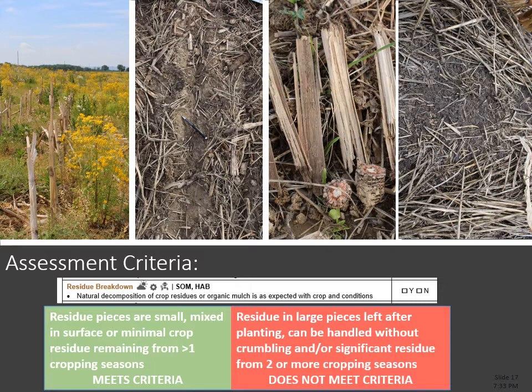So let's take a picture on this. Take a look at this picture on the upper left. This is springtime, and we're looking at some corn stalks that were harvested last fall. There's a little bit of weeds and stuff in there, but what do you think about residue breakdown here? Does it meet assessment criteria? No, this picture here does not meet assessment criteria.